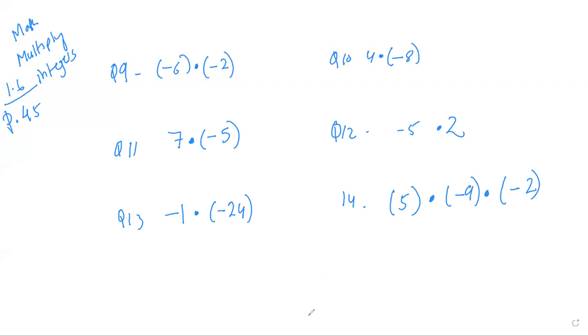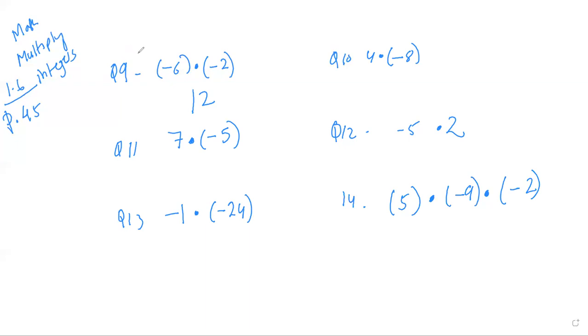Malak, are you there with me? No, she did not join. If you don't know the multiplication tables, I will help you, don't you worry. Let me start with Ghalia. Ghalia, the first question, question 9. 6 times 2, what is it? 6 times 2 is 12. And what about the sign? Negative 12. This is multiplication.